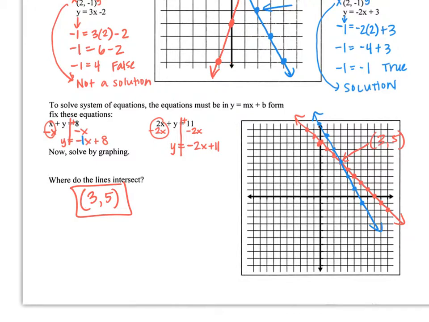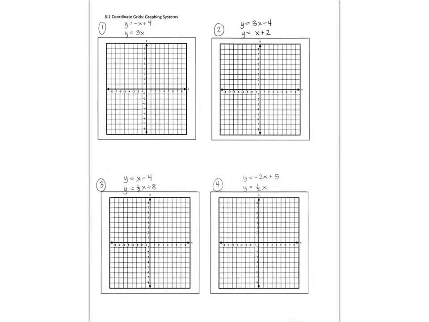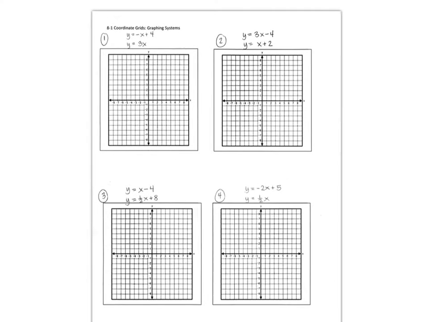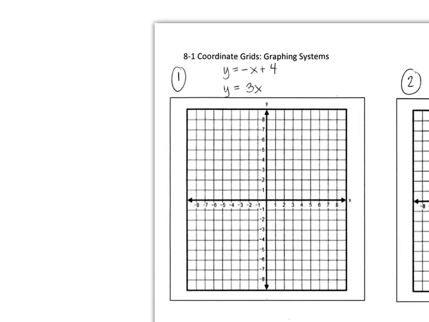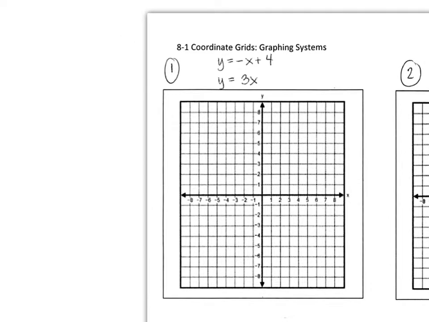Let's look at some other examples, and even ones that I'm going to have you try. On the back of your notes, you're going to see 4 blank graphs. They're not going to have any equations written there. So I want you to write these. On the top left, go and label it number 1. Write these 2 equations, and let's go ahead and graph them.